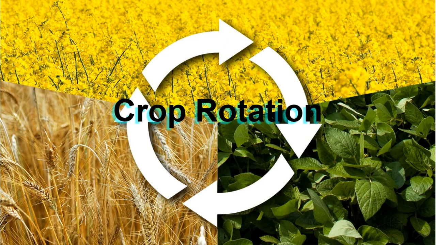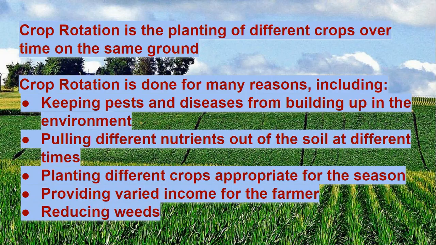Essentially, it is the planting of different crops over a period of time on the same ground. The area of land can be 1,000 acres, or it can be 10 by 10 square in your front yard. The period of time can be a 10-year rotation, or it can be a 1-year rotation. I can't imagine it being much shorter than that.